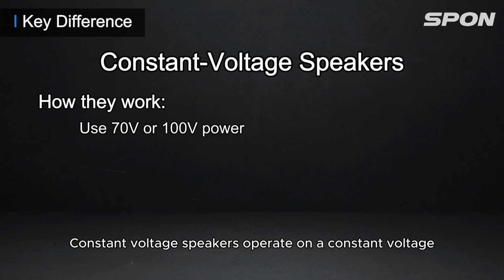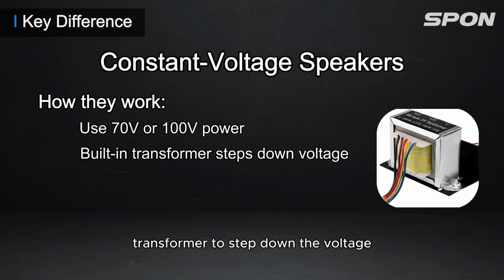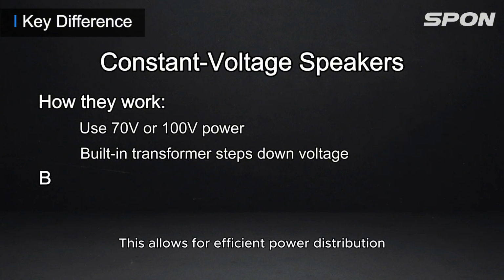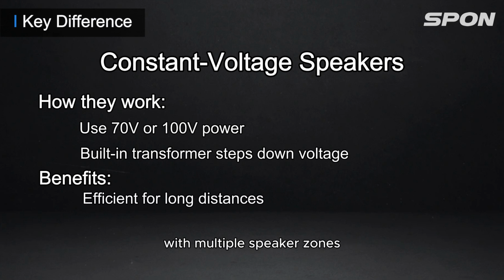Constant voltage speakers operate on a constant voltage, typically 70 volts or 100 volts. They use a built-in transformer to step down the voltage to a suitable level for the speaker driver. This allows for efficient power distribution over long distances, making them ideal for large venues with multiple speaker zones.